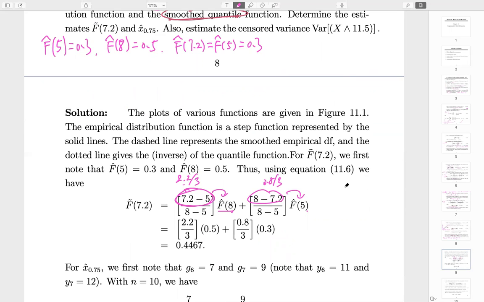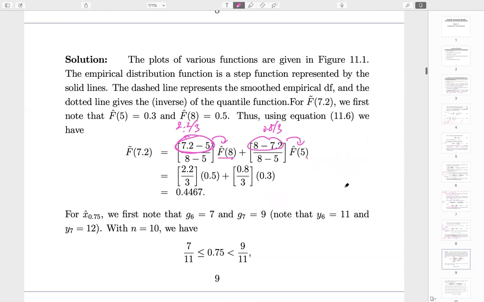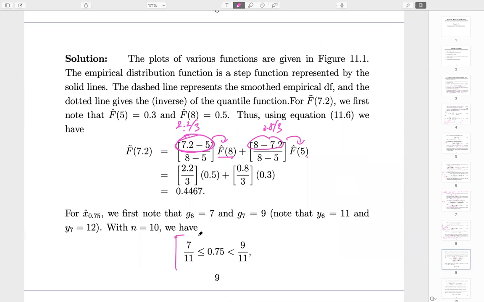So first of all, remember it's 11. So we need to figure out the position. So this is easy to do, right? Well, what you actually need to do is to use n plus 1 times whatever the level you want, delta. This is 8.25. So it's between 7 and 9.